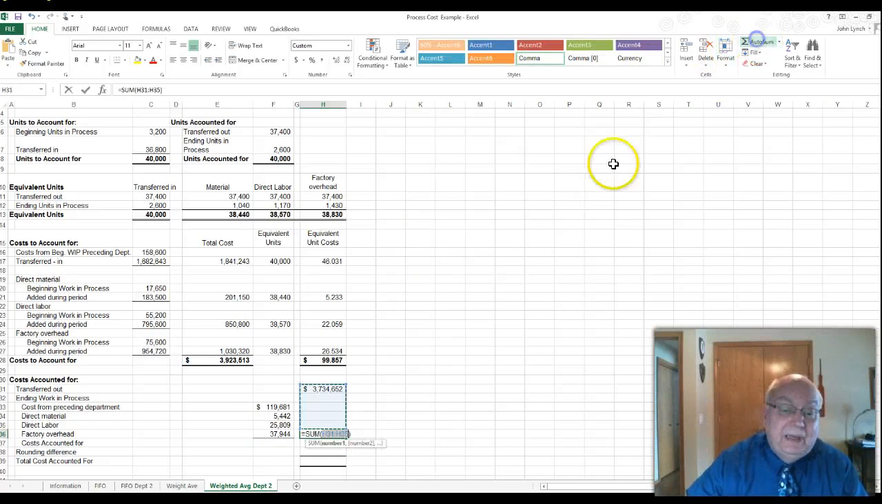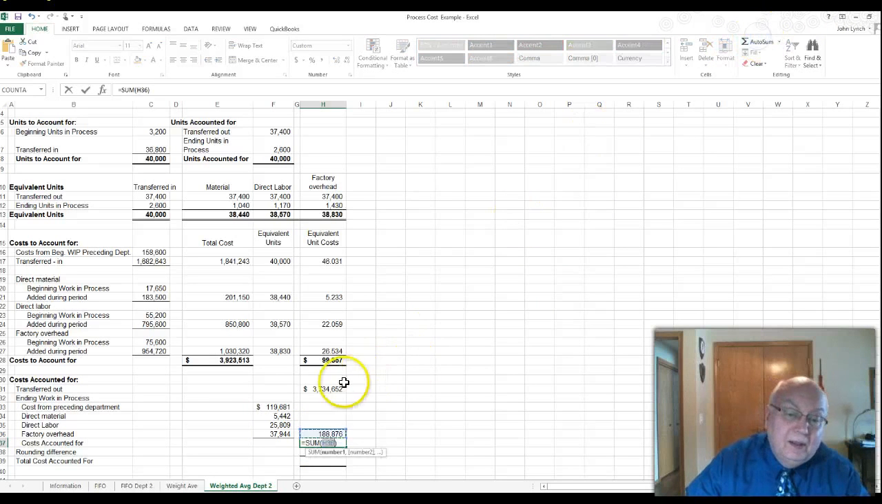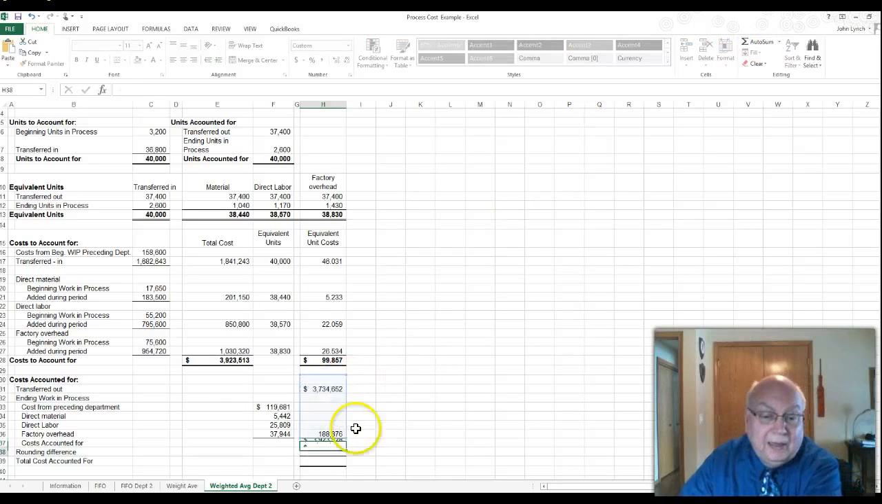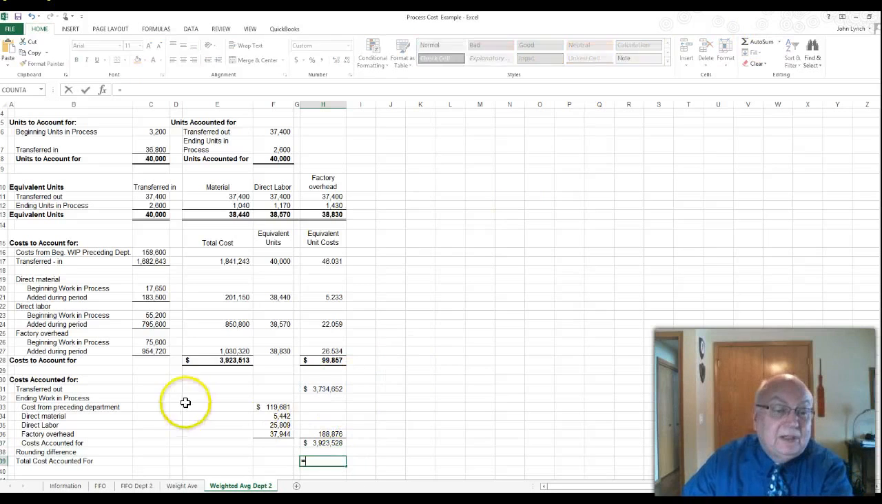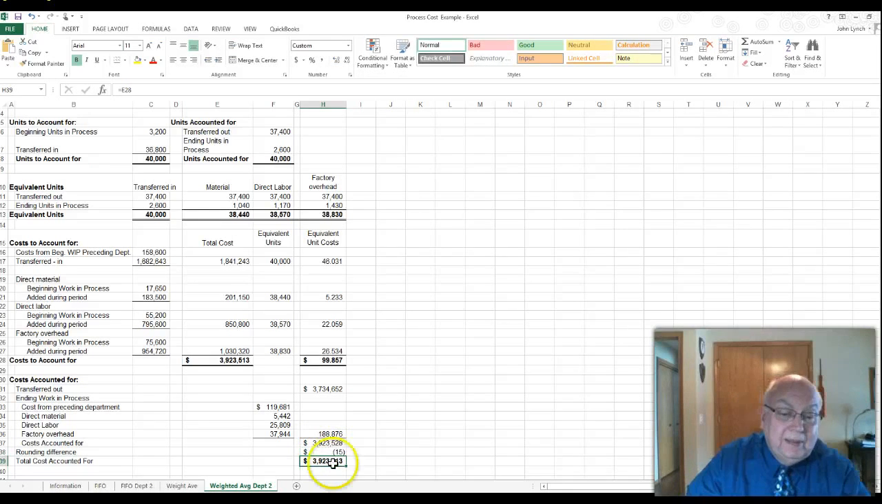and then you just simply add these up like so, and then you add those two up, and remember this has to equal that total right there, and then this is simply the difference between the two, and it's all $15, and that is the weighted average for Department 2.